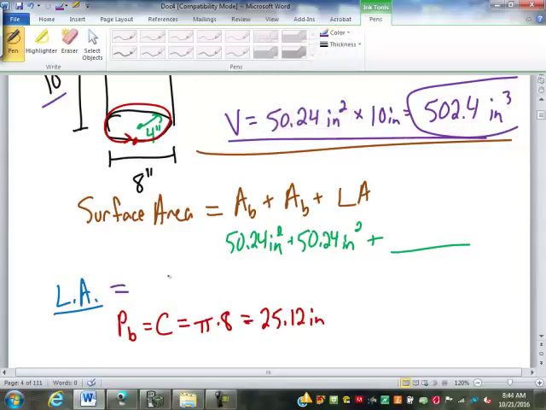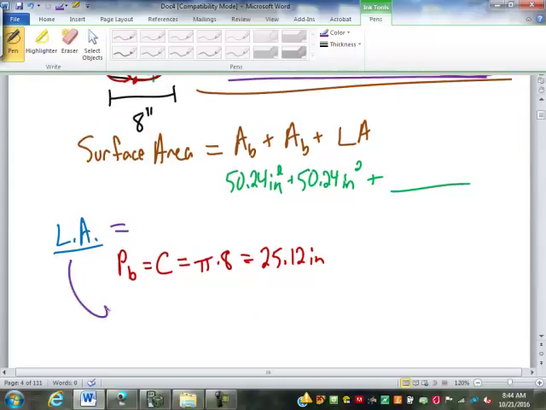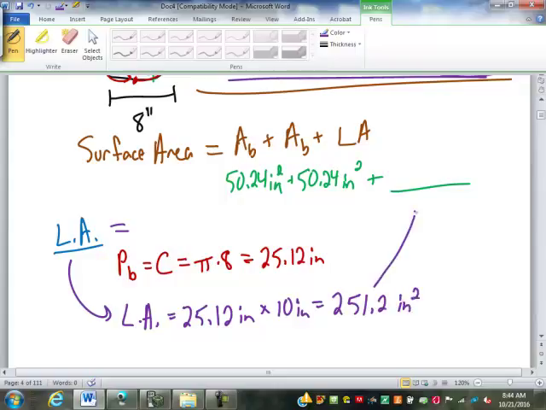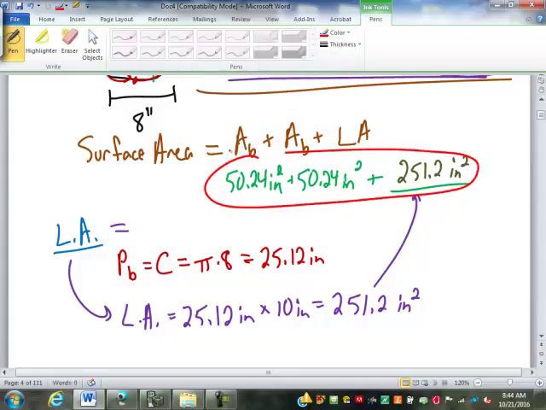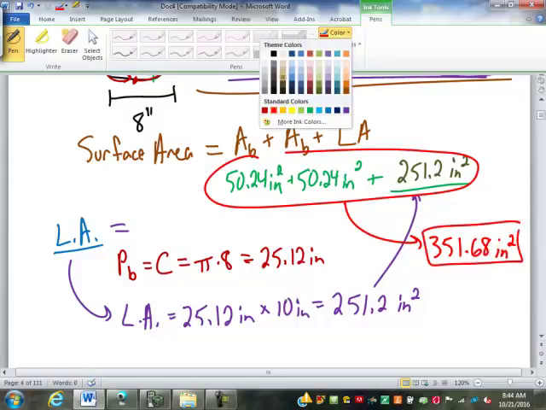So that means my lateral area is going to be that 25.12, the perimeter of my base, times my height, which is still 10 inches. So 251.2 inches squared. So when I add all of those up, I get 351.68 inches squared. What do you think?